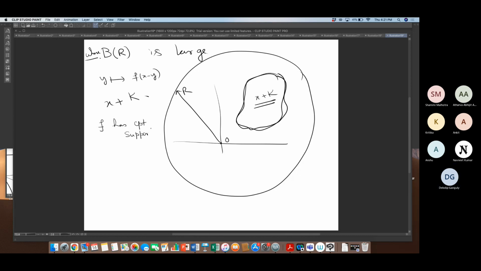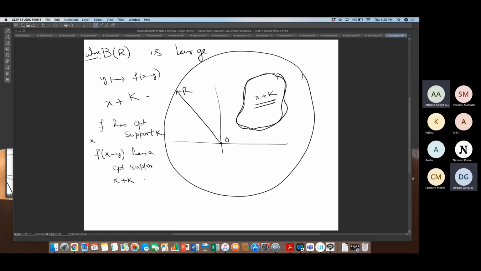Clear? So as you said, for each x, f of x minus y is a function, and each x is a fixed x. It also has a compact support. Say this has a compact support K. Then what will be the support of f of x minus y? x plus K. Clear? So this is also a compact set.